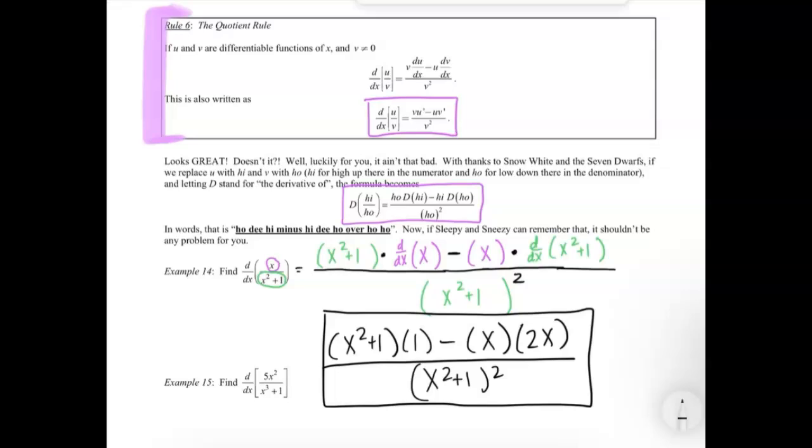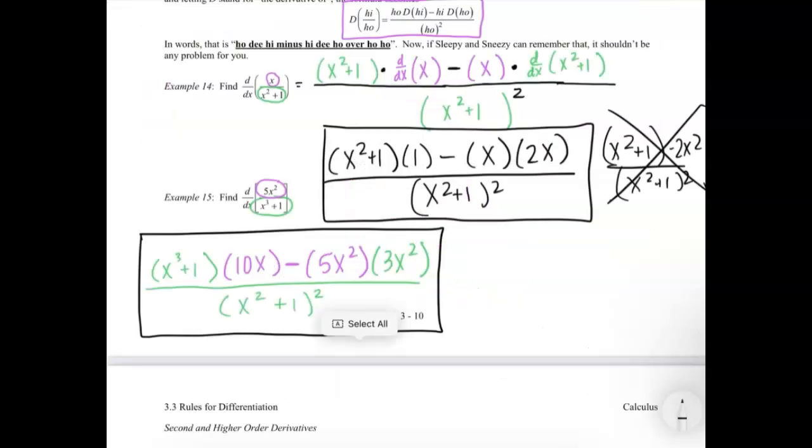And you are welcome to leave it in that form. Now if you wanted to call this x squared plus 1 minus 2x squared over this, sure, you could. But again, we don't usually simplify it. We usually just keep it in the form, because if you had to plug in x, it's not too challenging to plug it into something like this. Okay, I want you to pause the video and try example 15 with the quotient rule. All right, here is your final answer.